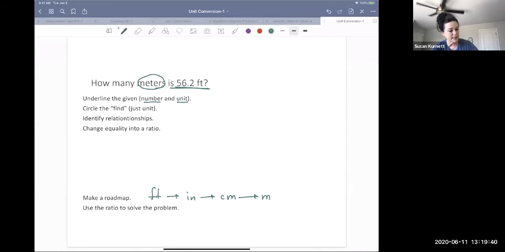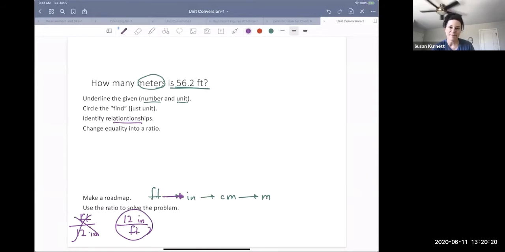Okay, so now we're going to identify relationships. How many, I need something here. Well, I know that there are 12 inches in a foot. And I could write that as 1 foot is 12 inches. 12 inches over a foot. Why? Because you want to cancel the feet, and I want inches to be on the top. I knew what you were thinking.